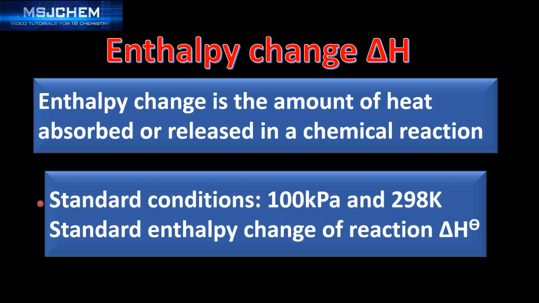If the reaction is carried out under standard conditions, that's a pressure of 100 kilopascals and a temperature of 298 K, it's known as the standard enthalpy change of reaction, which is given the symbol delta H naught. The naught means it's carried out under standard conditions.